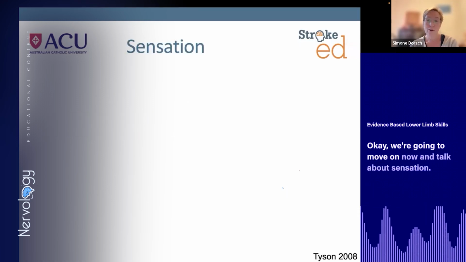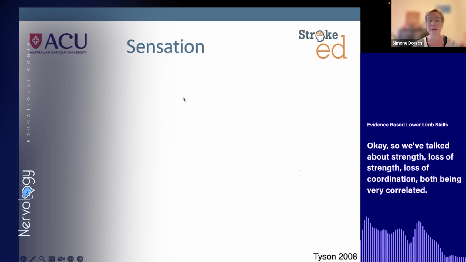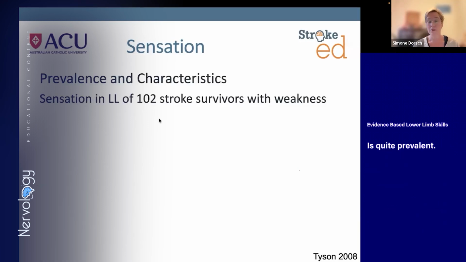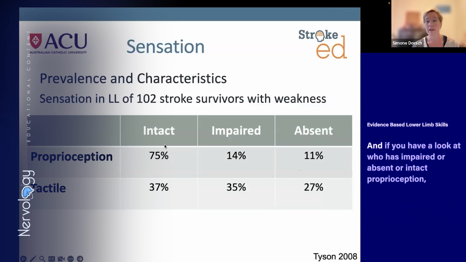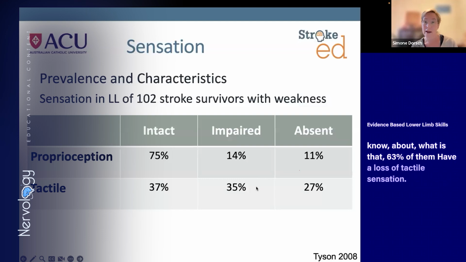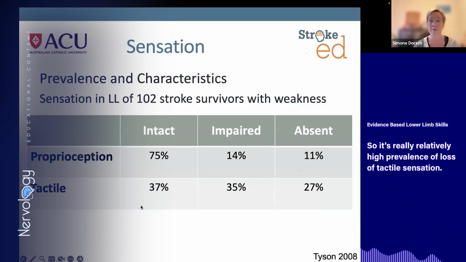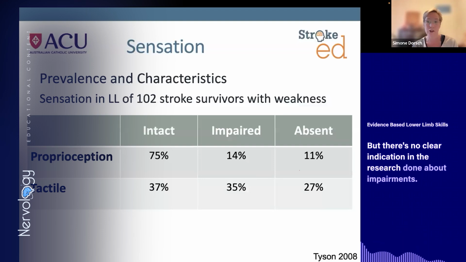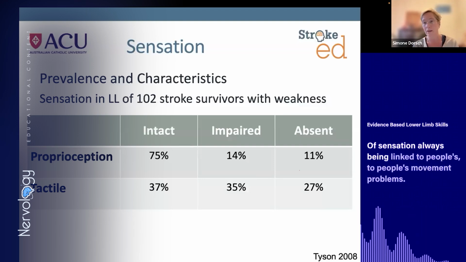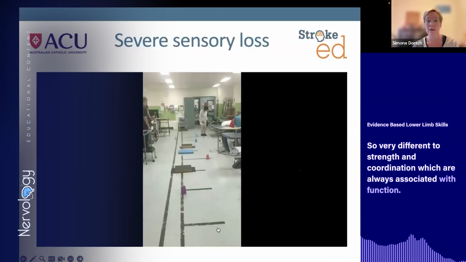Okay. We're going to move on now and talk about sensation. So we've talked about loss of coordination, both being very correlated. Sensation is quite prevalent. So this study looks at 100 stroke survivors. And if you have a look at who has impaired or absent or intact proprioception, only 25% of them have a loss of proprioception. But about 63% of them have a loss of tactile sensation. So it's a relatively high prevalence of loss of tactile sensation. But there's no clear indication in the research done about impairments of sensation always being linked to people's movement problems. So very different to strength and coordination, which are always associated with function.